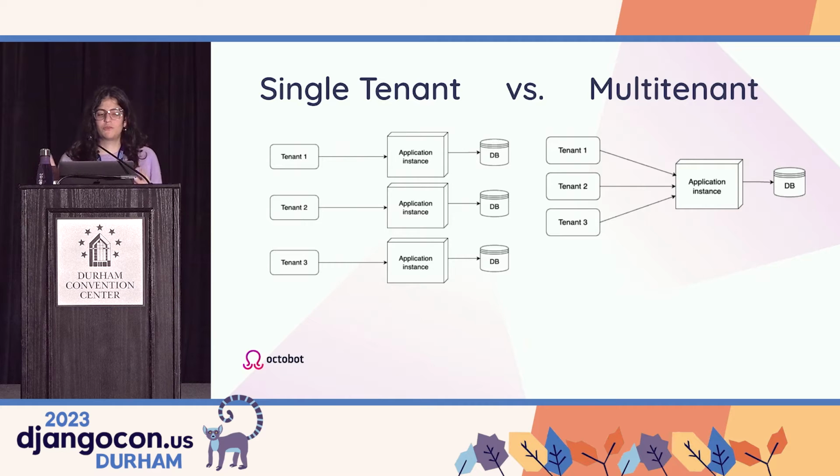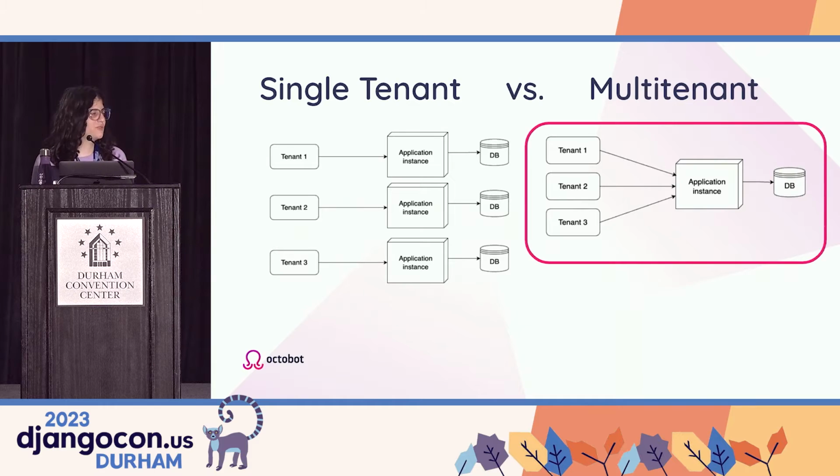There are two main approaches to this problem. First, you have a single tenant architecture where each tenant will have their own application instance and their own database. So you have all your tenant stuff isolated, basically physically isolated. And then you have a multi-tenant architecture where all your tenants share your application instance and your same database, and you have to implement the isolation at a logical level. And that's what we'll be focusing on today.